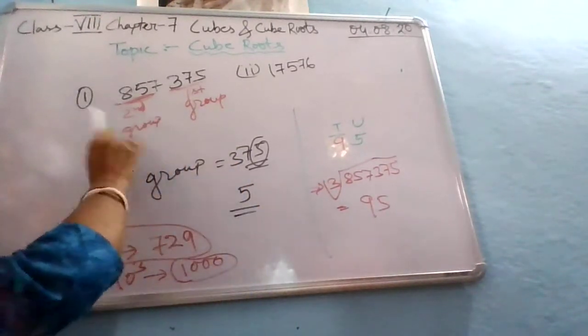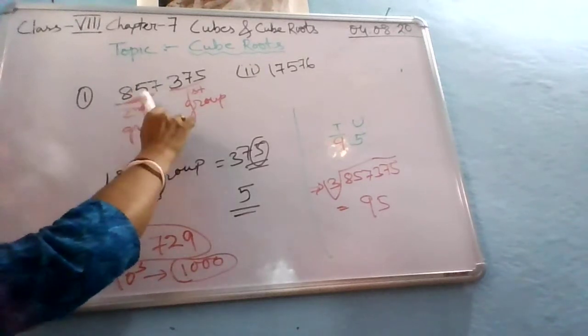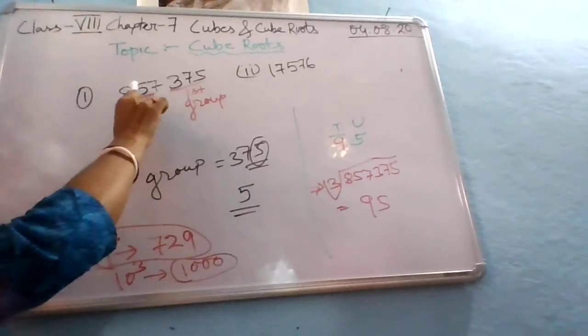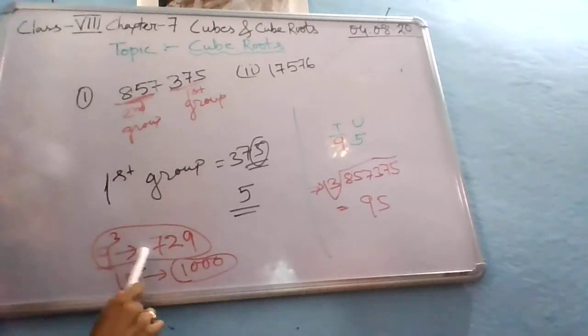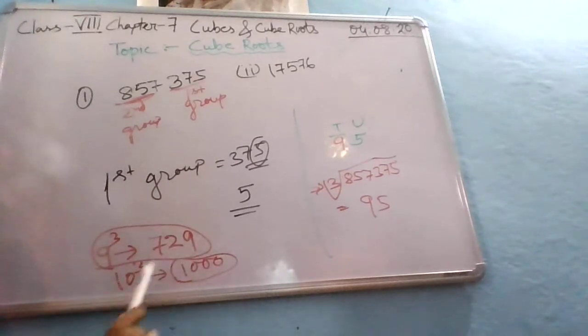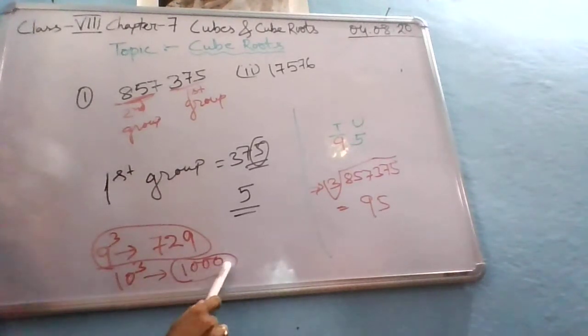Okay, now come to the second group. In the second group, in this case I have a 3-digit number, that is 857. Now I have to compare this one. Which cube is nearer to this one? Here I know that 9 cube is 729 and 10 cube is equal to 1000.